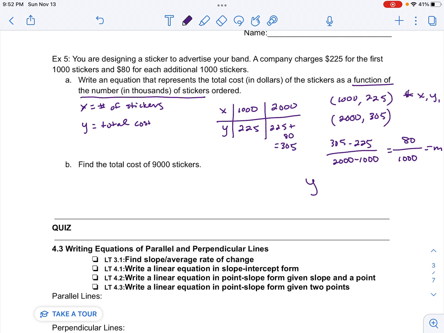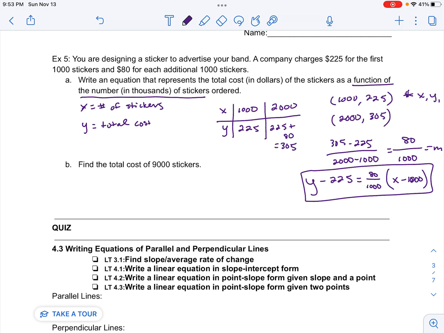So my equation, y minus 225 equals 80 over 1,000. Yes, you could reduce that. I'm just going to leave it how it is because of the context. x minus 1,000. All right, so there's my equation.